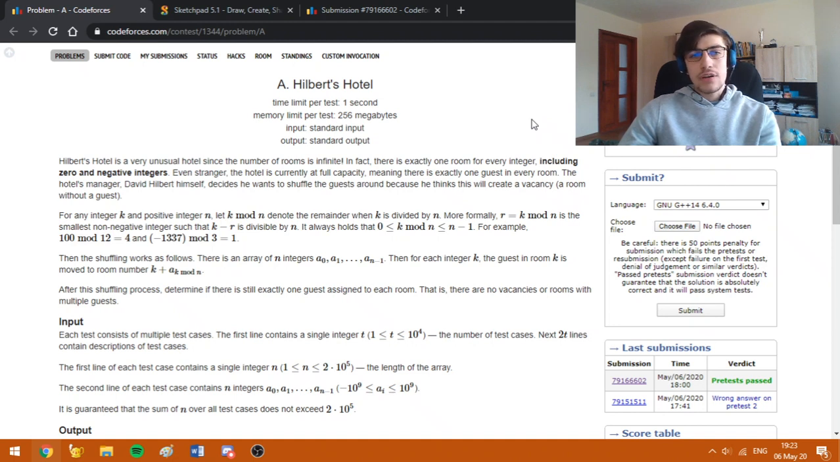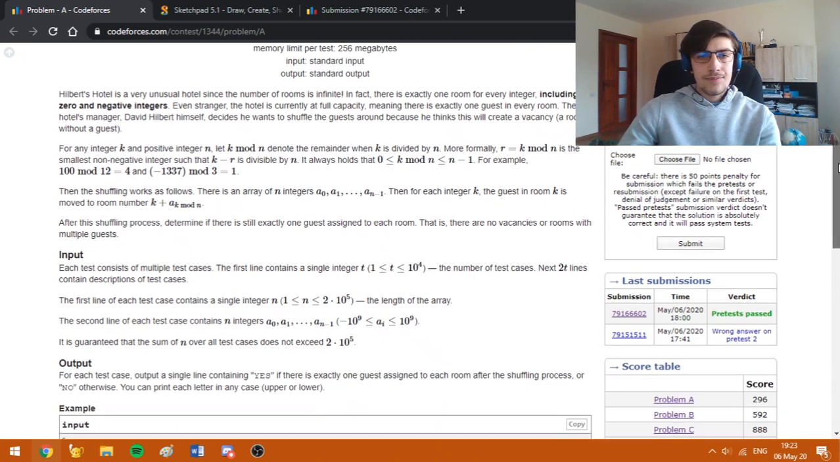So, we are given an infinite hotel, where in each room there is one guest, and we need to find if after a shuffling, every room is still filled, and this means that no room should be filled with two or more people and no room should be empty. And we are given here the way the shuffling works.